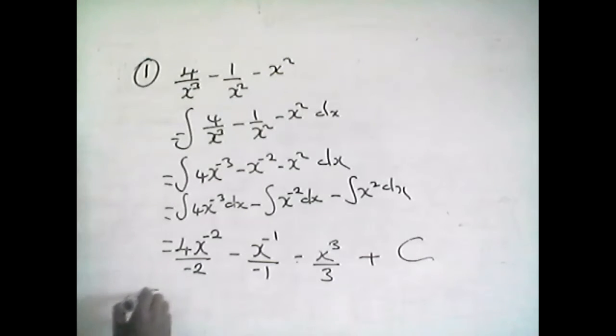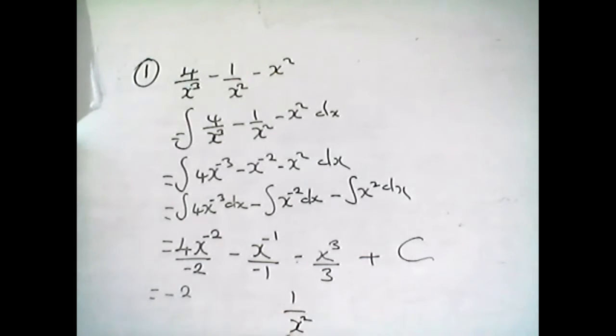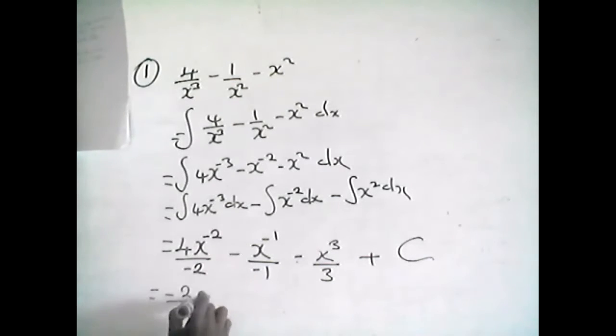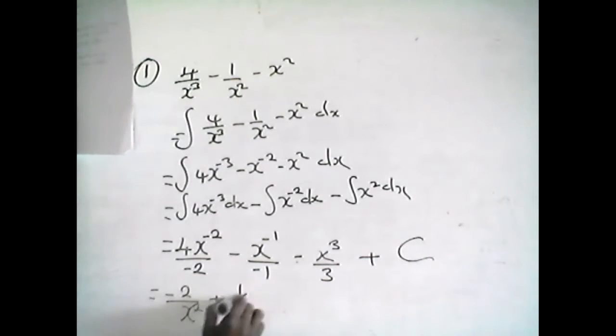So this can easily be simplified: 4 divided by 2 is 2, so it's negative 2. x to the power negative 2 is the same as 1 over x^2, so this is going to be over x^2. Then this negative and that negative cancel. We remain with negative x to the power negative 1, which is the same as 1 over x. This and this gives us a positive, so this will be 1 over x.